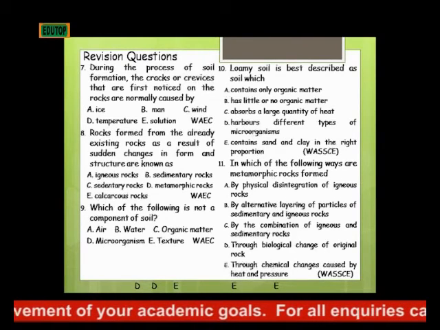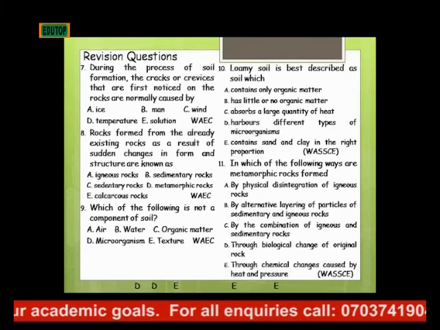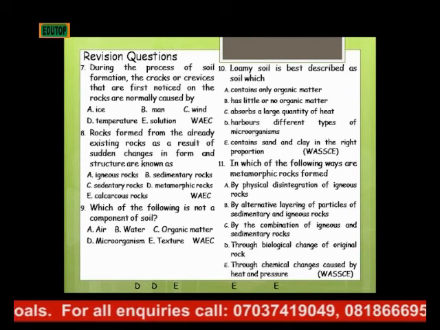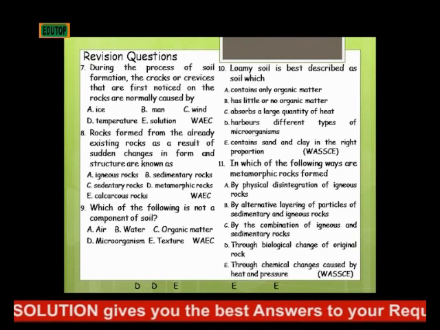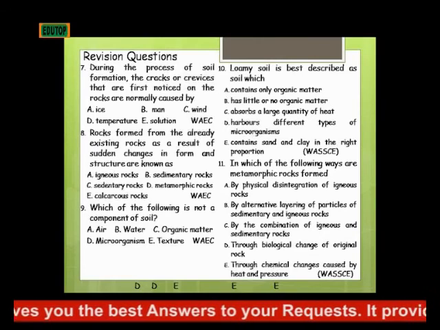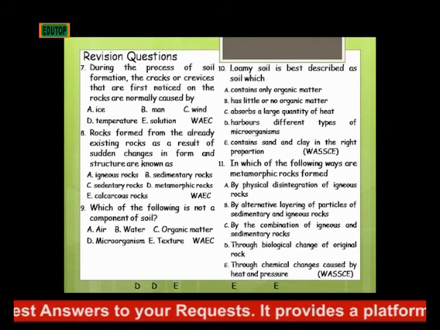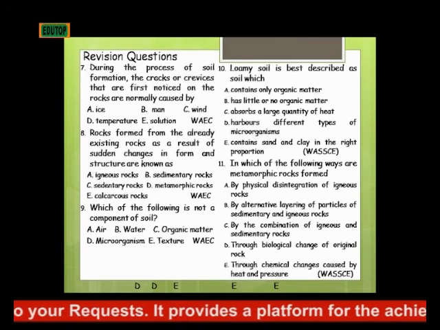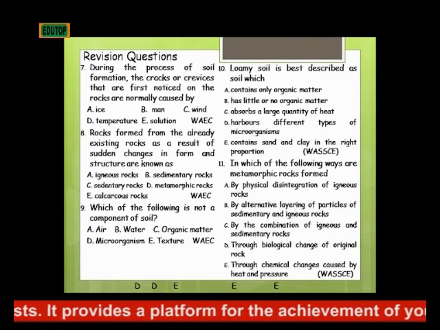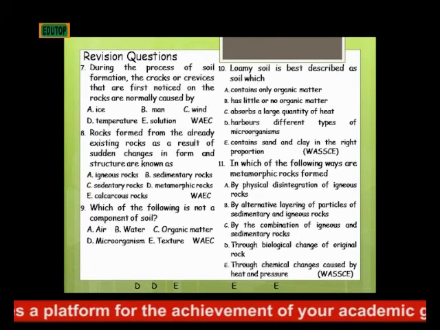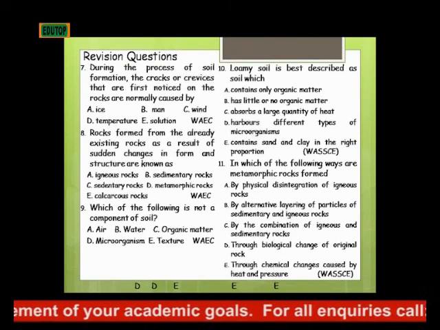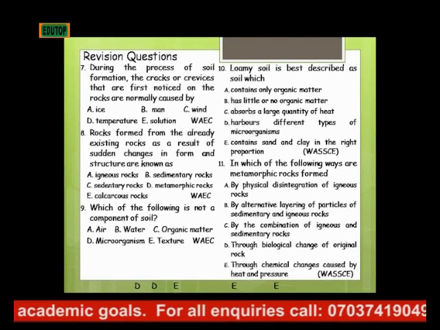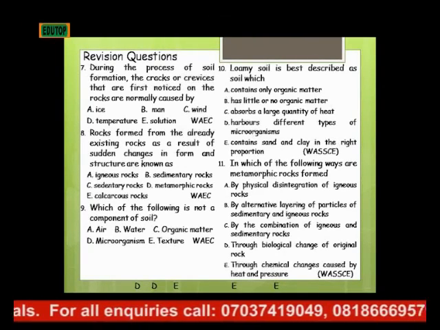Question number 11. In which of the following ways are metamorphic rocks formed? A. By physical disintegration of igneous rocks. B. By alternative layering of particles of sedimentary and igneous rock. C. By the combination of igneous and sedimentary rock. D. Through biological changes of original rocks. E. Through chemical changes caused by heat and pressure. E is the correct answer. Metamorphic rocks are formed through chemical changes caused by heat and pressure. And with that, we come to the end of our scene 2.